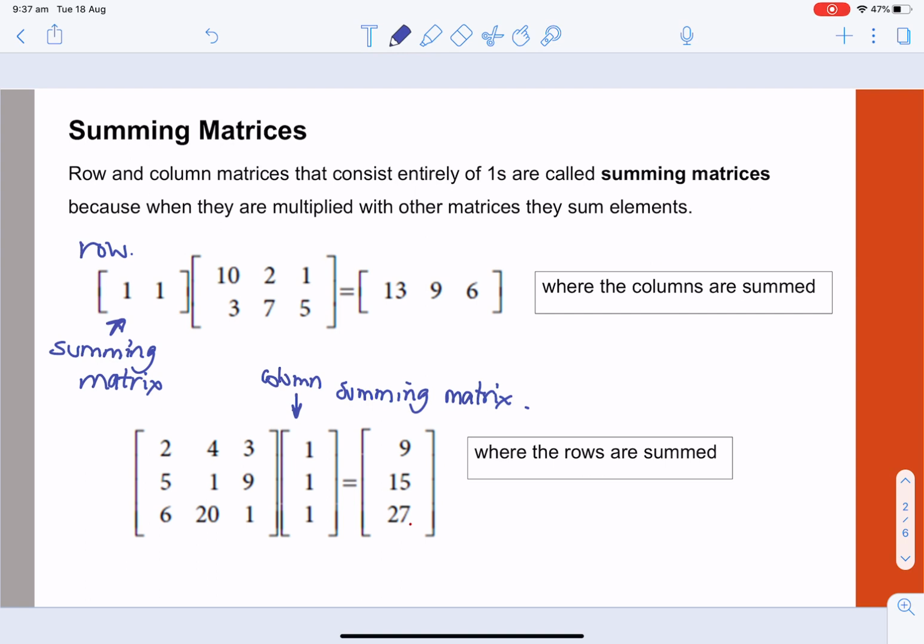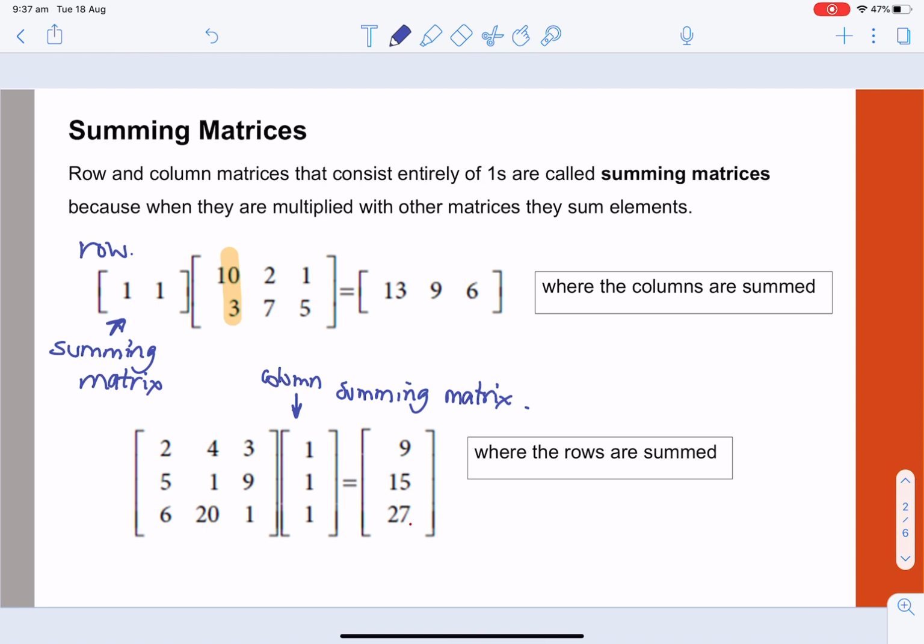So how does this work with a standard matrix? In the previous video, 7.3 matrix multiplication, we learned how to multiply matrices: multiplying one row against one column, then the next row, the next column. It's pretty long-winded. But with summing matrices, you don't actually have to multiply anything, even though you've got two matrices that need to be multiplied.